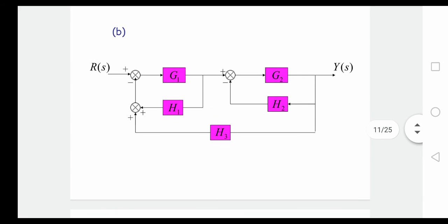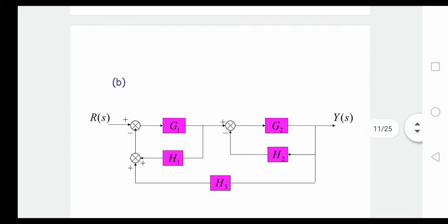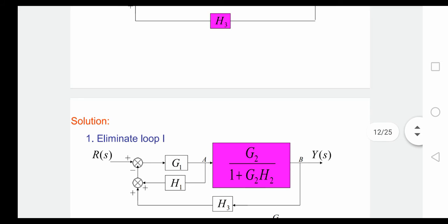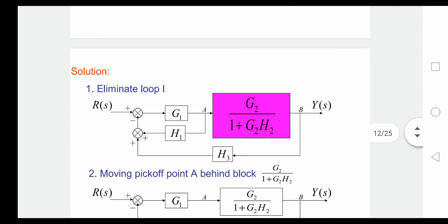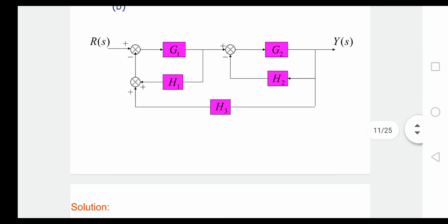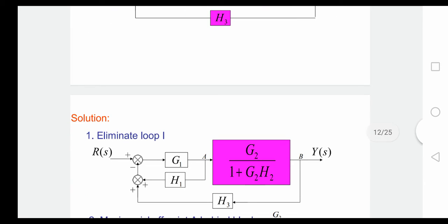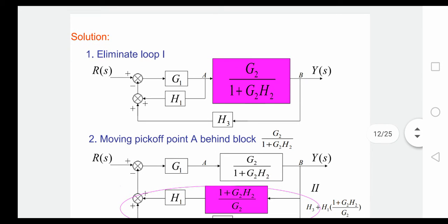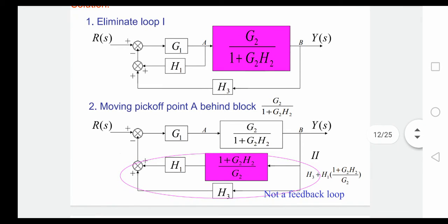Again you are having one more problem. Here what you are going to do first is, G2 and H2 are in feedback, so you get G2 divided by 1 plus G2 H2. This is a feedback path. Again here you have two summing points, G1 H1. Now what you need to do, you pick up point A and take it behind the block G2 by 1 plus G2 H2.